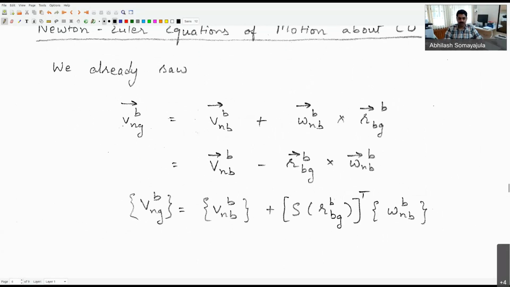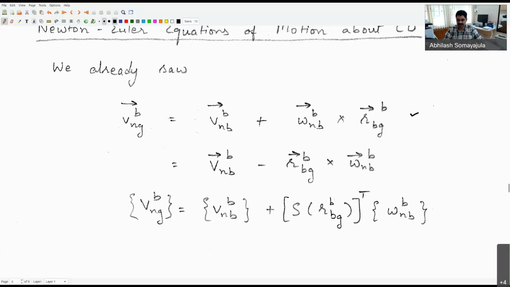Notice that we already saw that the velocity of the center of gravity with respect to N is the velocity of the body fixed coordinates origin plus omega cross r_BG. We saw this relationship previously. The only thing I have done here is express it in terms of the body fixed frame instead of the free vector space. We saw this before. Everybody with me so far? Yes, sir. All right.